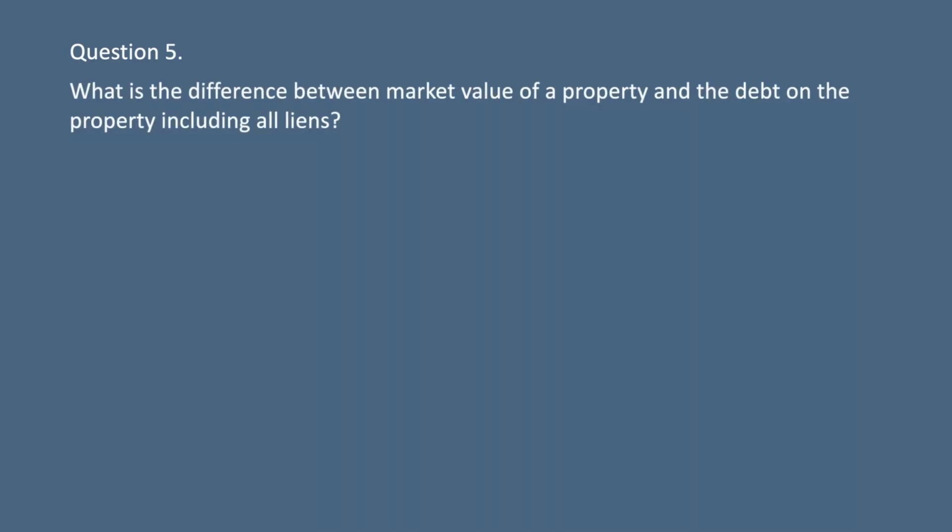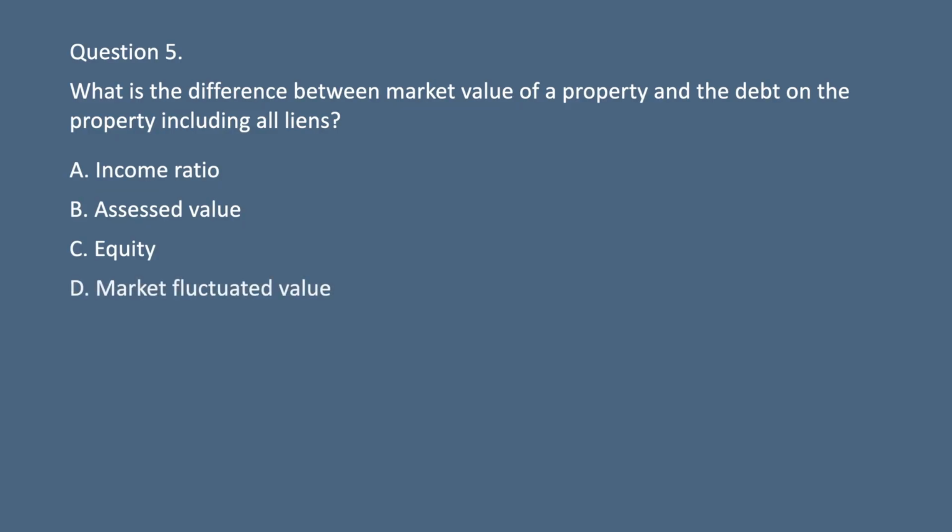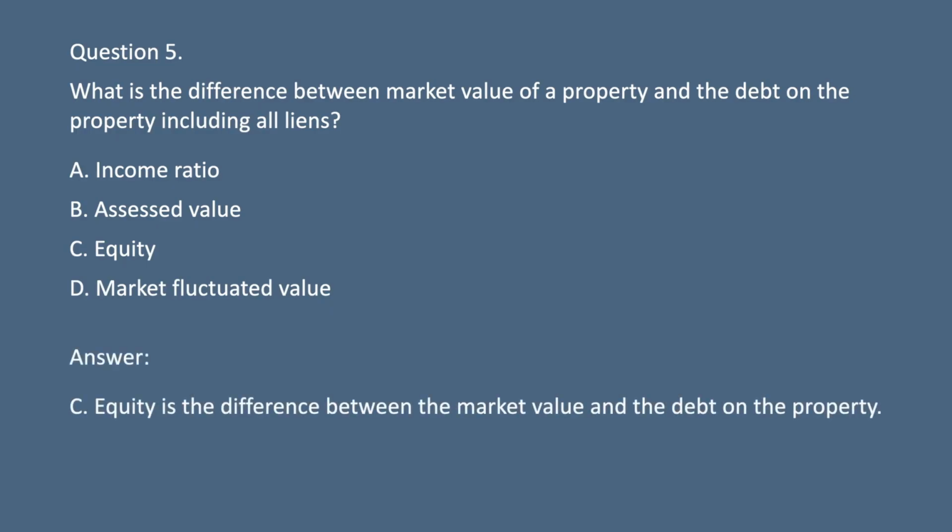Question 5. What is the difference between market value of a property and the debt on the property including all liens? A. Income ratio. B. Assessed value. C. Equity. D. Market fluctuated value. Answer C. Equity is the difference between the market value and the debt on the property.